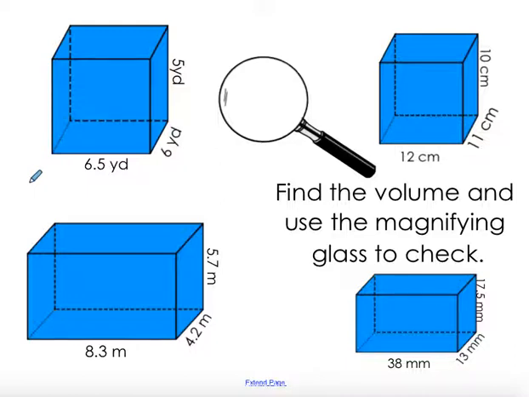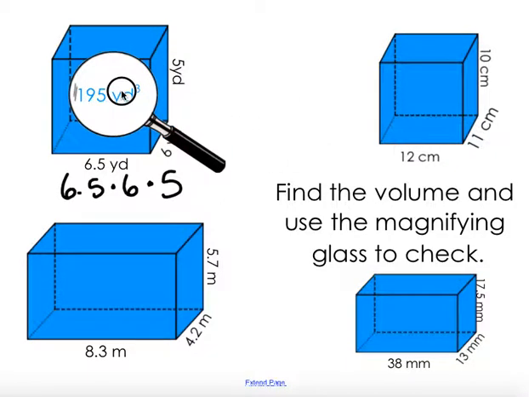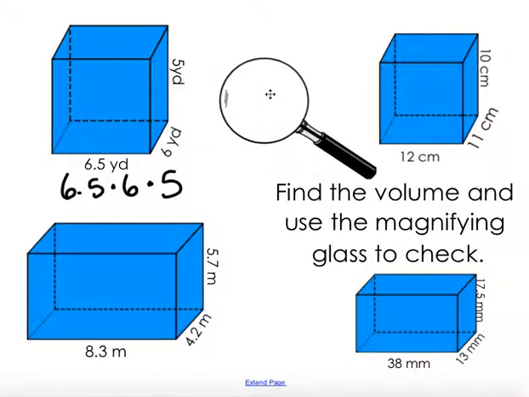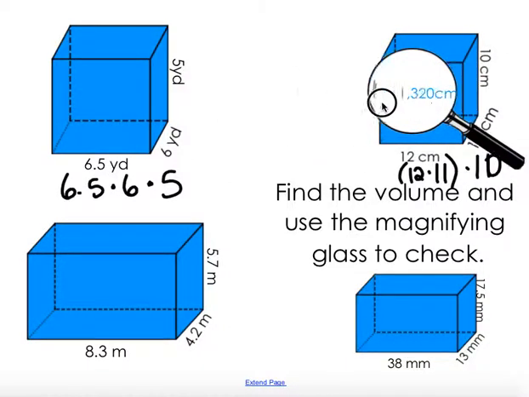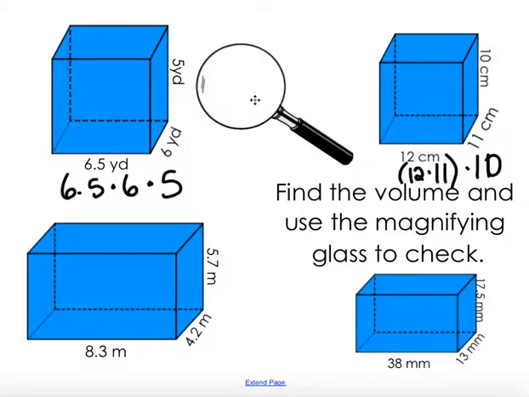And in these rectangular prisms, I'll do a few of each, but let's say we do our length times width times height. We're going to do 6.5 times 6 times 5. Well, that 6 times 5 is 30, and times 6.5 is going to be 195 yards cubed. Now we could also do our area of the base times the height by doing on the second one, the area of the base would be 12 times 11, and then we're going to multiply it by a height of 10, which would mean that we get a volume of 1,320 centimeters cubed.